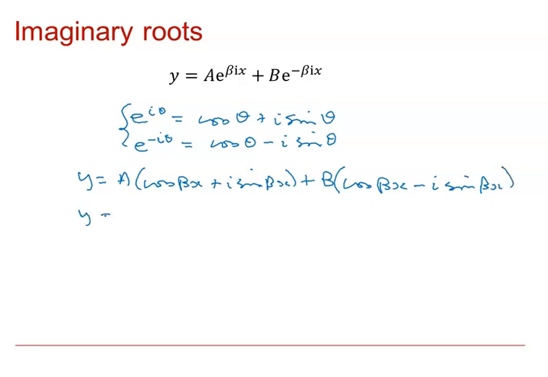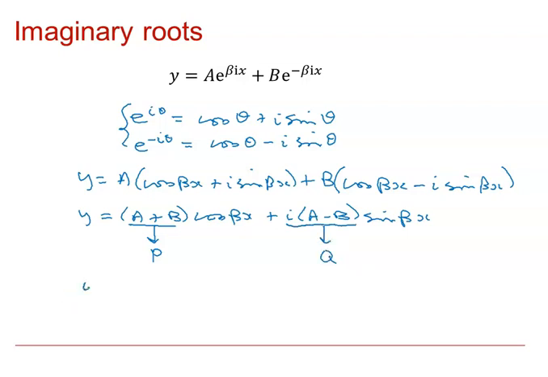Now if we collect like terms, we'll see that a plus b is the coefficient of cos beta x, and that i times a minus b would be the coefficient of sine beta x. So now I can redefine a plus b as p and i times a minus b as q, which gives me the general solution of y equals p cos beta x plus q sine beta x. So this is the general solution if you have imaginary roots.